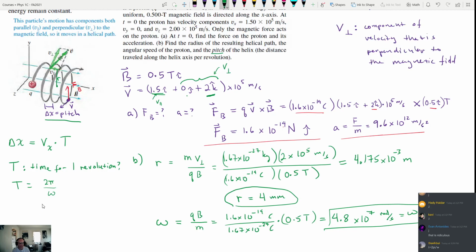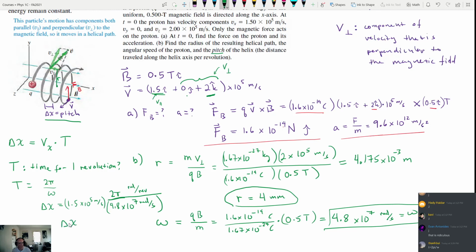Okay, so if we put it all together, we're going to get that the pitch is equal to the x velocity, which is 1.5 times 10 to the 5th meters per second. And then the time for one revolution is going to be 2 pi divided by omega. If you're worried about the units, this is on the numerator, it's basically 2 pi radians per revolution. If you look at the way things cancel out here, radians, seconds, you're going to end up with just meters. Meters per revolution is what you're going to get as your answer.